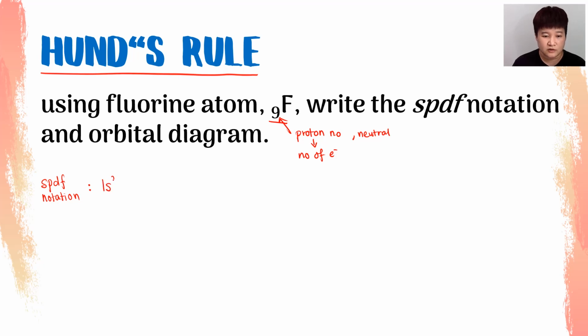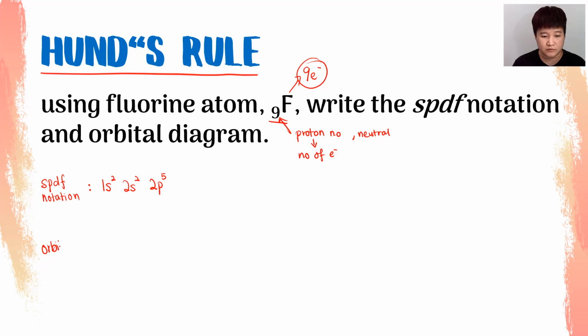1s2. So I already used 2 electrons. 2s2. Bear in mind, fluorine has 9 electrons. So 1s2, 2s2, I already used 4. So 2p will be only taking 5. Why 5? 2 plus 2 plus 5, 9 electrons. And that is the SPDF notation.